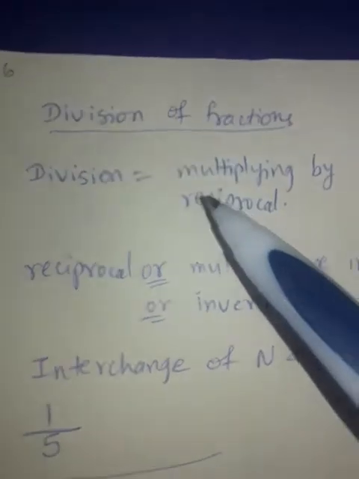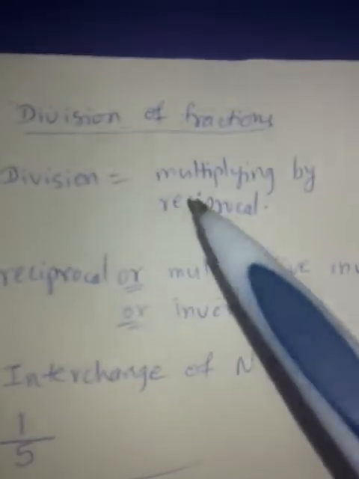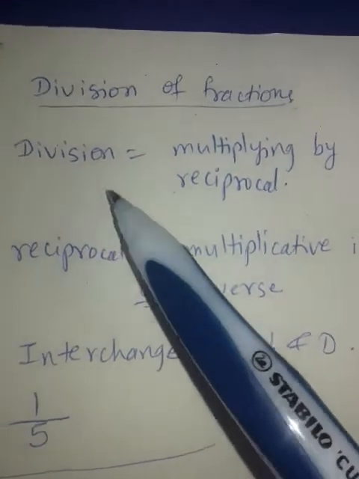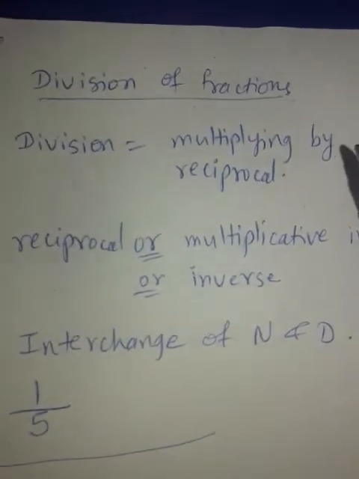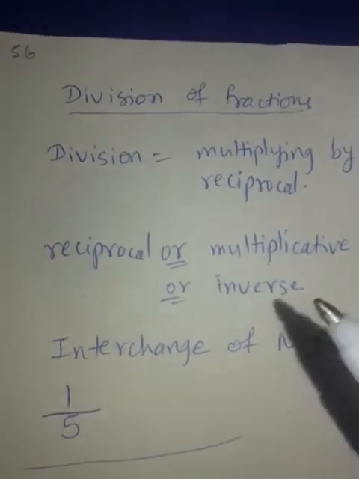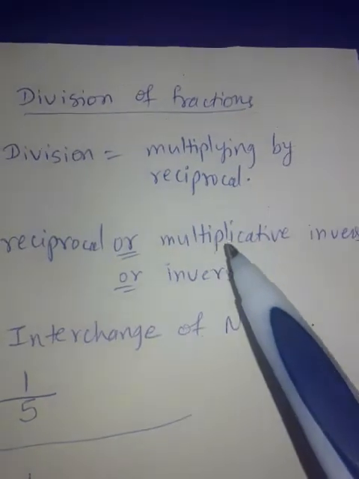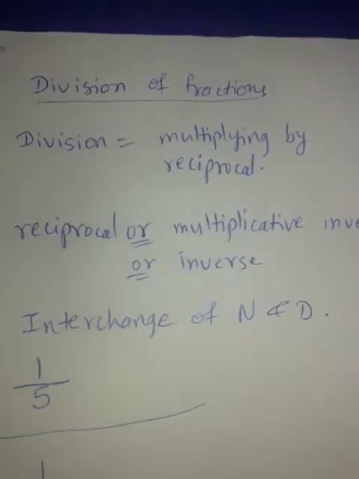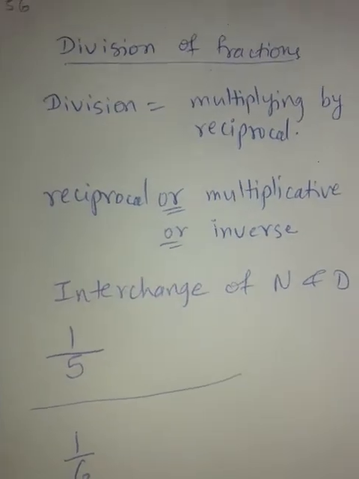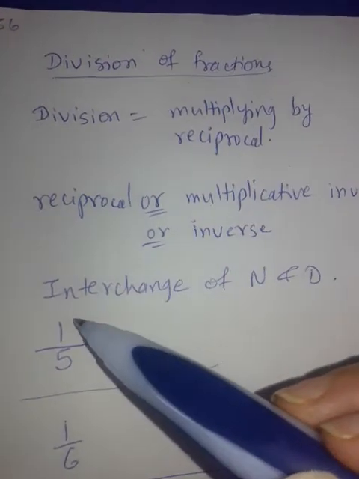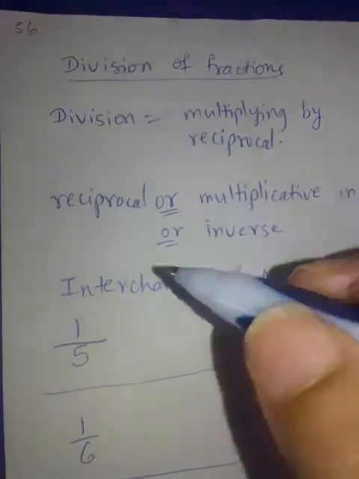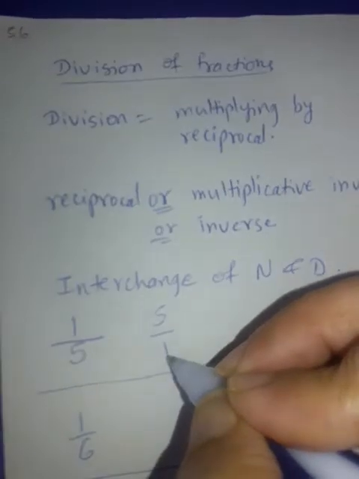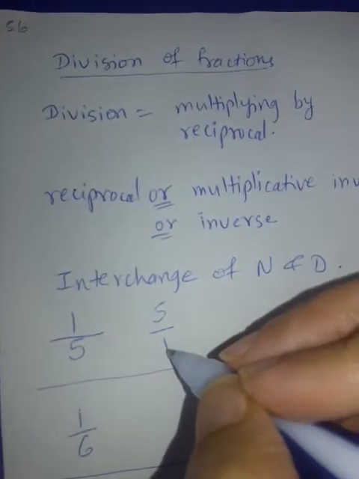In division, one thing you remember, division means multiplying by the reciprocal and nothing else. Now what is reciprocal? Reciprocal, or some call it multiplicative inverse, some call it inverse, all mean the same. It is basically interchanging numerator and denominator. 1 upon 5, so your reciprocal will be 5 upon 1. 1 upon 5 reciprocal is 5 upon 1.